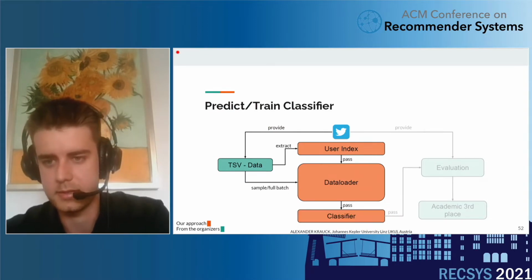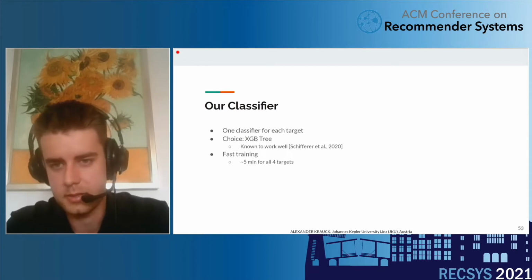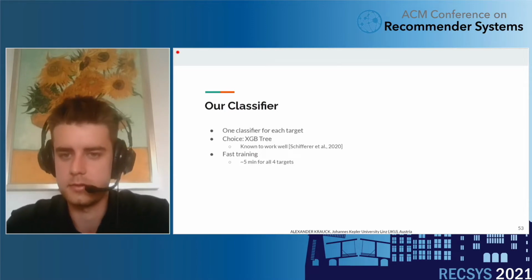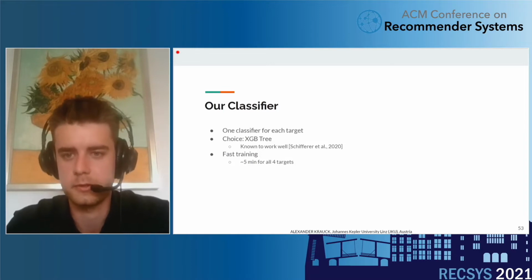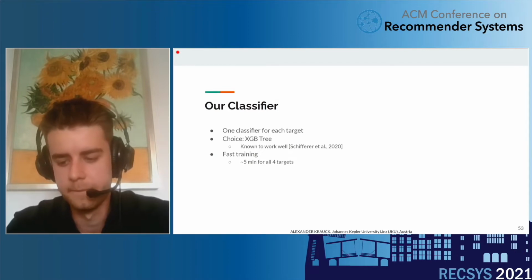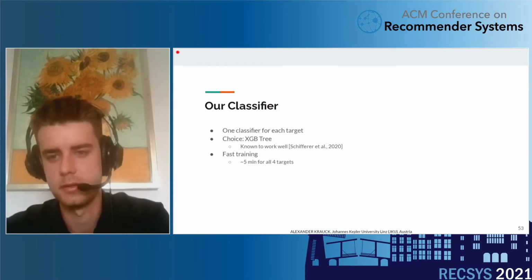So the next step is that we give our fully prepared samples to our classifier. We chose to use one classifier for each of the 4 engagement targets. We took an XGB tree classifier, which is already known to work well from previous work. This classifier can be trained in just 5 minutes for all 4 targets, which is quite fast. The reason for that is on the one side that we do not use the BERT features, except for the token count, and also that we only use a sample of the 1 billion rows for training the classifier. And this improves the training time much.